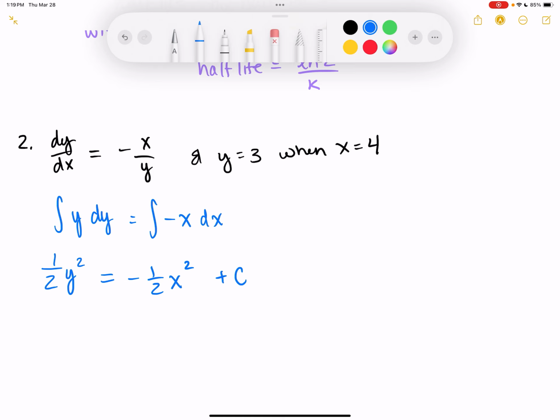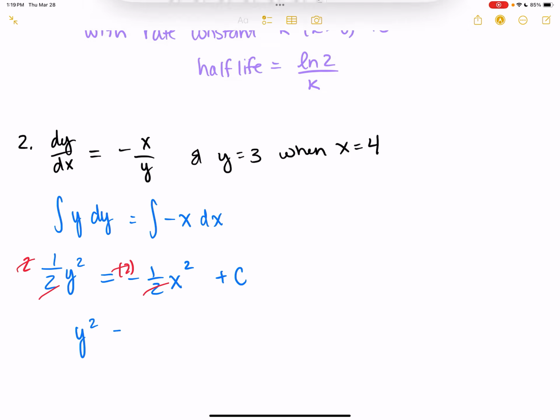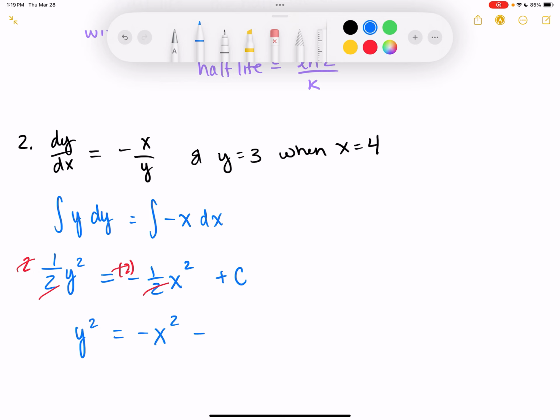Would you have to divide it to the other side? But wouldn't that mess something up? Multiply, yes. So I would have to multiply by 2 to cancel this on this side, and I'd multiply by 2 over here. When I multiply by 2 on both sides, that's going to cancel all that out, right? So I'm left with y squared is equal to negative x squared plus c.